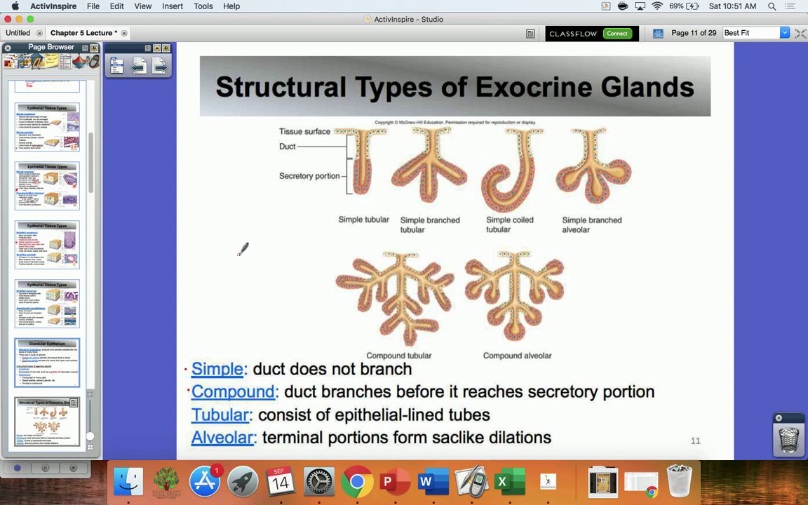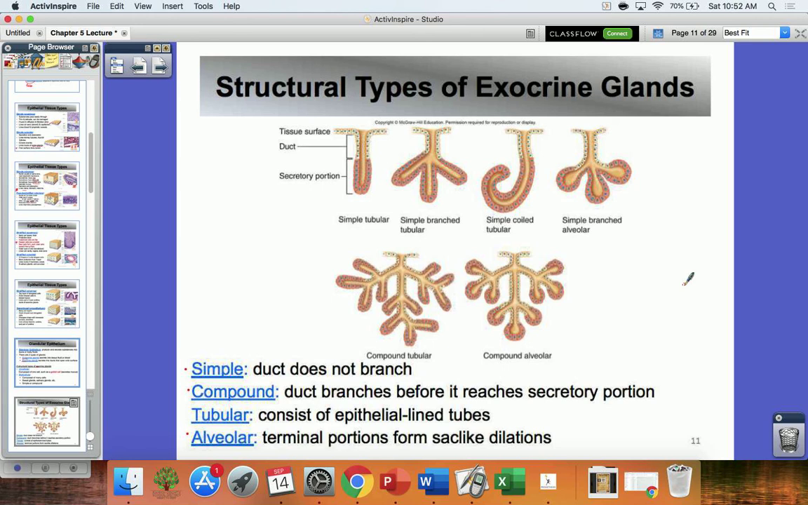And then we have tubular and alveolar, which are pretty straightforward as far as being able to identify them. The end of the secretory portion is tube-like for tubular, like this one, and this one. But with alveolar, they're more sac-like or rounded. And so this will be alveolar, this will be alveolar.